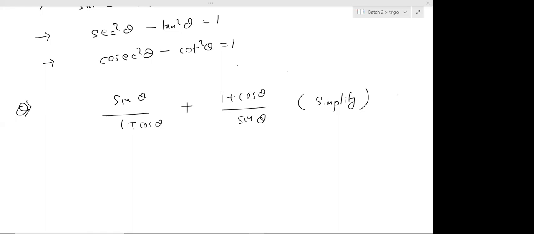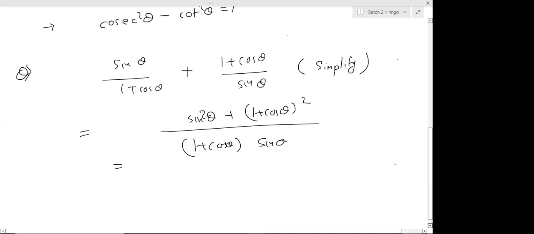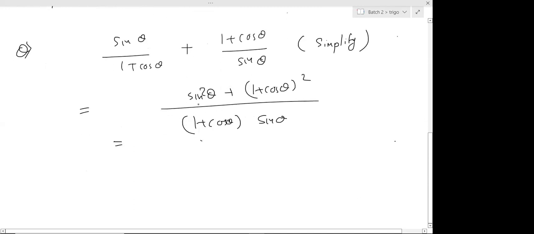All right, how to solve this? Take LCM. So 1 plus cos theta into sin theta. Cross multiplying, this is sin square theta, this is 1 plus cos theta whole square. So this is sin square theta plus, if I open this, I'll be getting 1 plus cos square theta plus 2 cos theta. So that cos square theta plus sin square theta will get us 1, and this plus 1 plus 2 cos theta on 1 plus cos theta into sin theta.